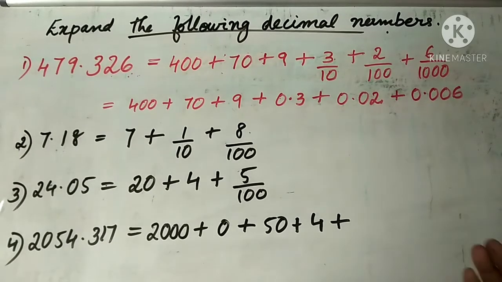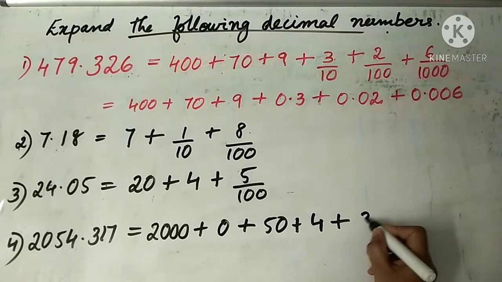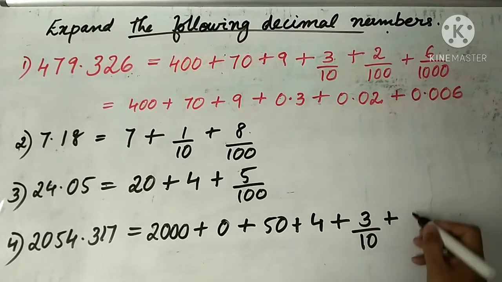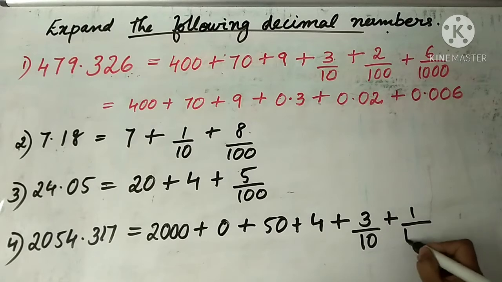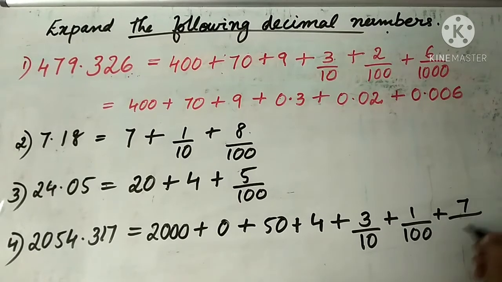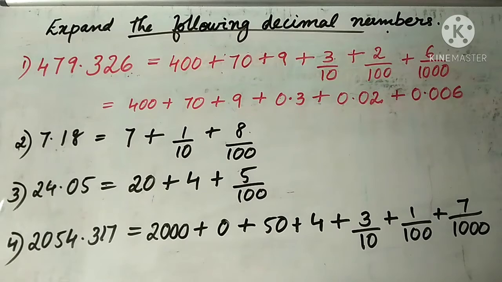Next comes the decimal part. 3 is in the 10th place, 3 by 10, plus 1 in the 100th place, so 1 by 100, plus 7 is in the 1000th place, so 7 by 1000. This is how we expand the decimal numbers.